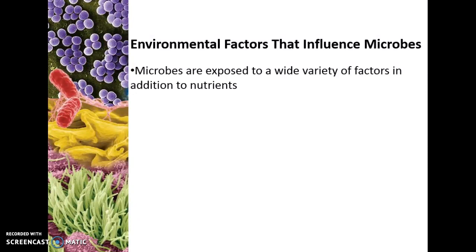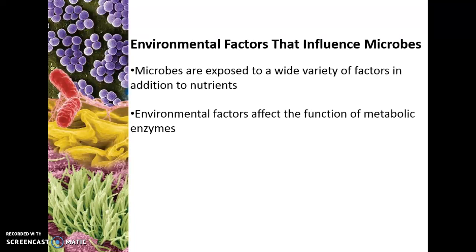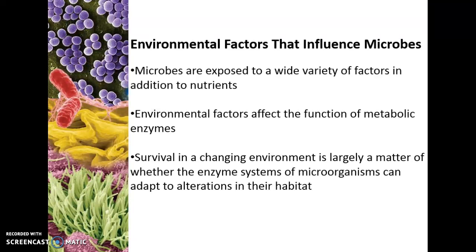And in the environment, organisms are exposed to a wide variety of factors that are, in addition to the actual nutrients. So we've talked about the nutrients, the chemicals, and the main issue is that these environmental factors will alter the function of metabolic enzymes. All right, enzymes are the protein doers of the cells, but they also require specific environment, and that is mainly going to be temperature and pH.